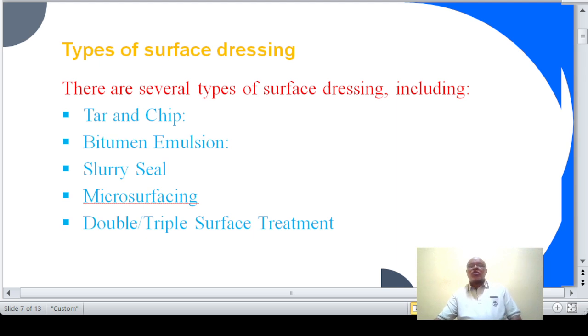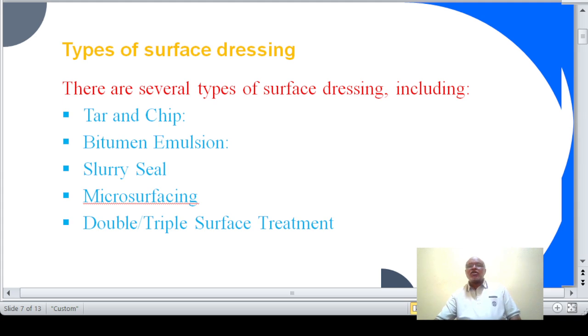And the next one is microsurfacing. Microsurfacing is a polymer modified asphalt emulsion that is used to extend the life of the road surface. It is applied in thin layers to rejuvenate and protect the existing pavement.